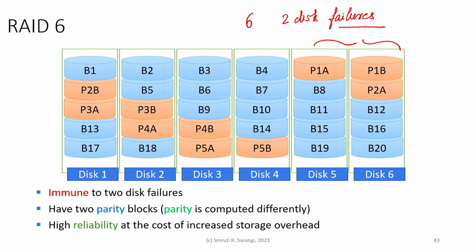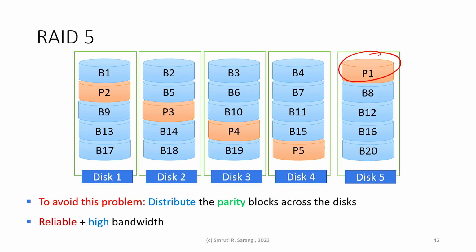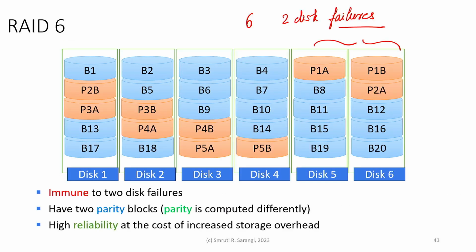Earlier case was RAID 5. If I go back to RAID 5, I can tolerate only 1 disk failure here, right? Because the overhead is 20%. In this case, the overhead is 33%. I can tolerate 2 disk failures.